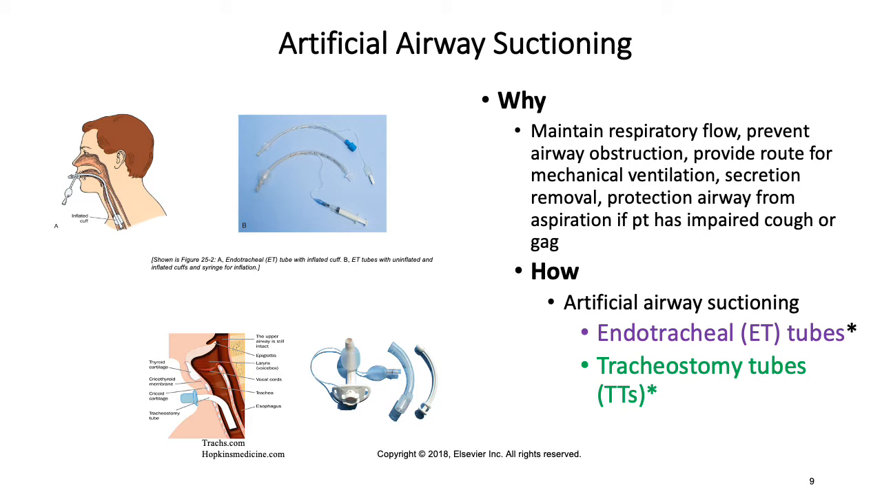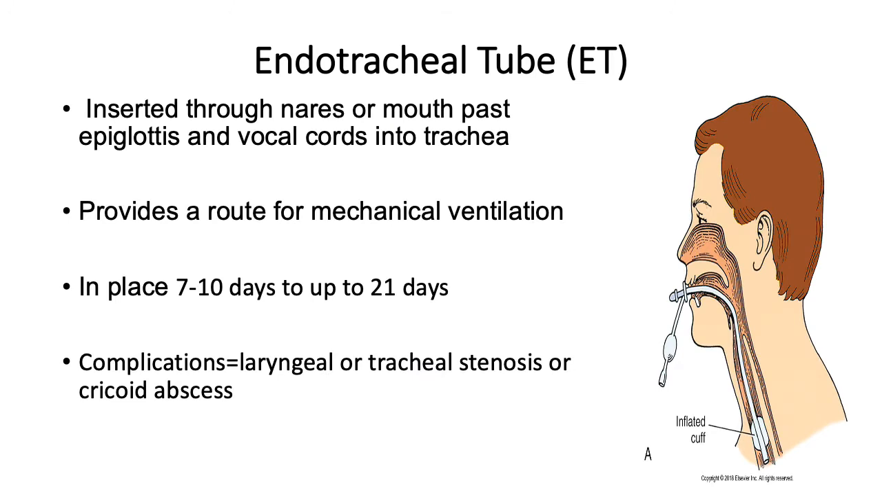This is also done for removal of secretions and to protect the patient's airway from aspiration if they have an impaired cough or gag reflex. An endotracheal tube is inserted through the nose or mouth, past the epiglottis and vocal cords, into the trachea by specially trained personnel, such as a certified registered nurse anesthetist, respiratory therapist, rescue personnel, or the healthcare provider. Because of the route that this tube has to take in order to get to the trachea, there's a chance of trauma as it's being inserted.